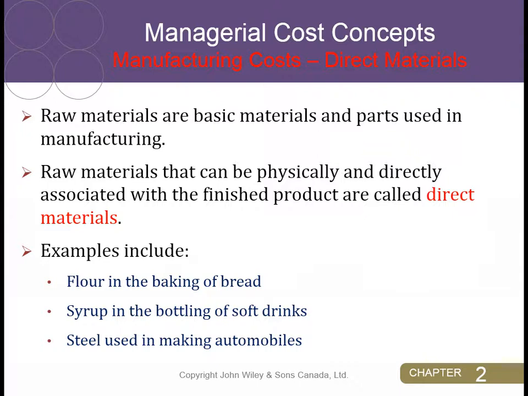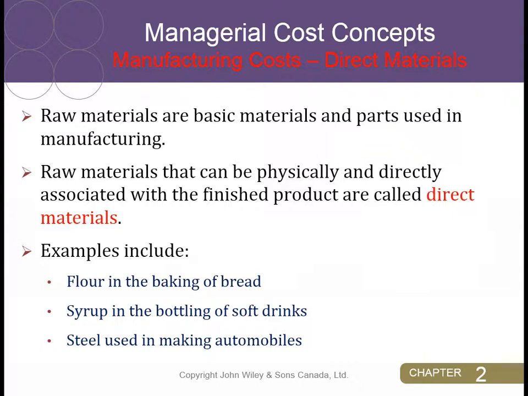So for example, they give us some good examples down below. When we're making bread, well, the flour that we use to make bread is a direct material, right? We can directly trace that to making the bread. Syrup and the bottling of soft drinks, Coca-Cola or Pepsi, steel used in making automobiles, like I say, the aluminum in my widget example, so the sheets of aluminum, those are raw materials that are directly associated with making the product. If you can associate a cost directly with making a product, that obviously makes it a direct cost, in this case direct materials.